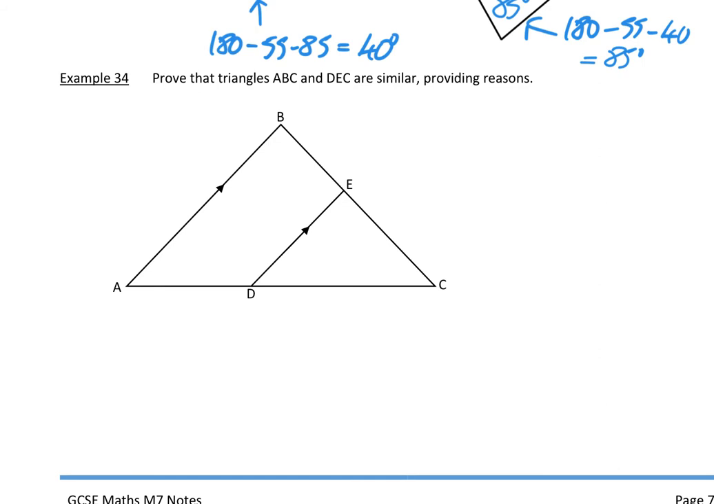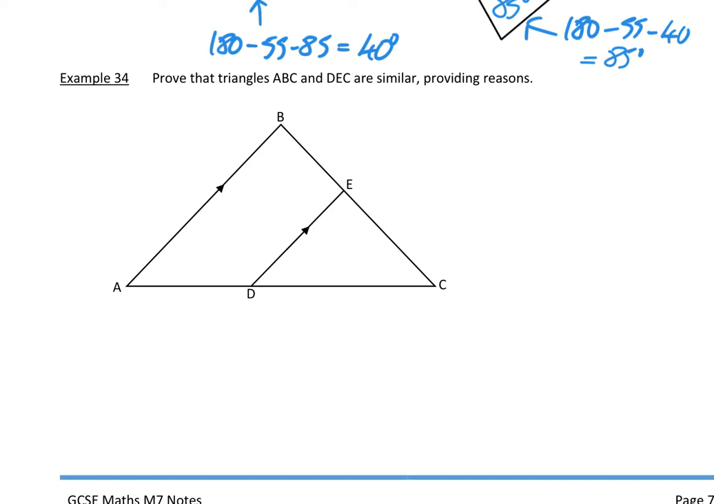Okay, the next one is very similar to the sort of thing you would get in an examination, and it's to prove that triangles ABC and DEC are similar. Quite often this would be the first part of the question, and then it would go on to ask you maybe if you know they are similar, then find missing lengths. It hasn't asked you to do this in this question, you're just to prove they're similar.